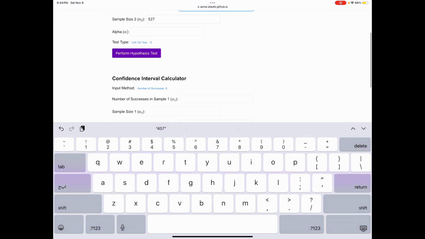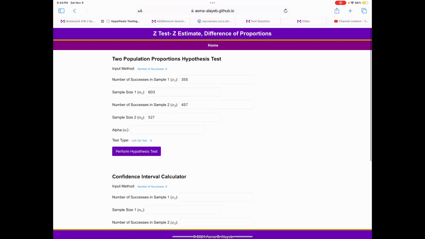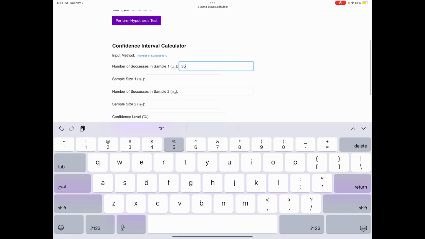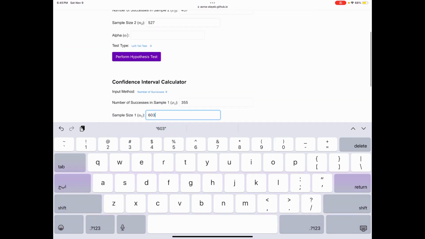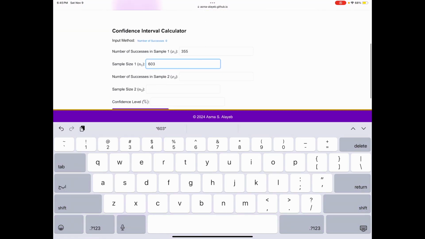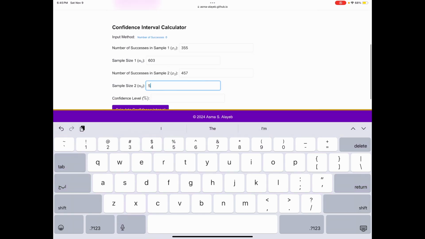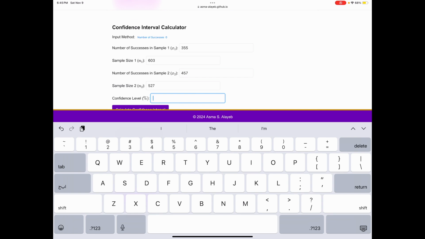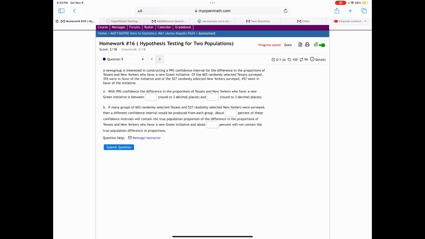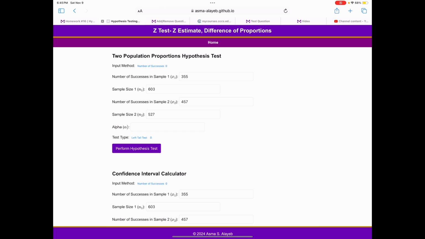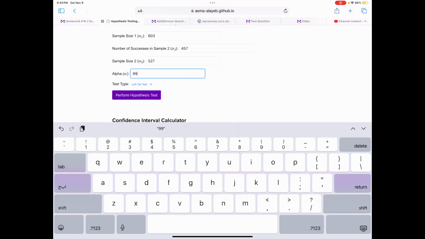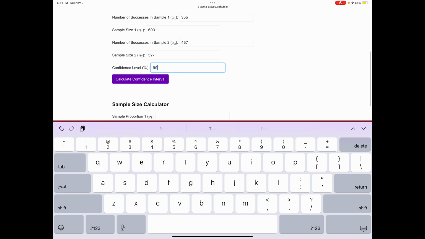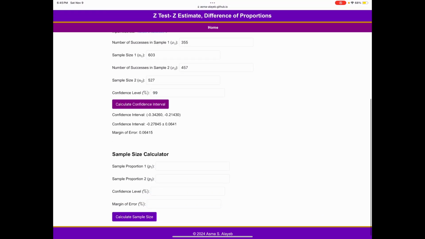This is the confidence interval calculator. So x1 is 355. 603 is the first sample size, Texans. 457 is x2. And 527 is the sample size. The confidence level from the question is 99%. Not this one, it's this one, 99. And we're going to calculate the confidence interval.